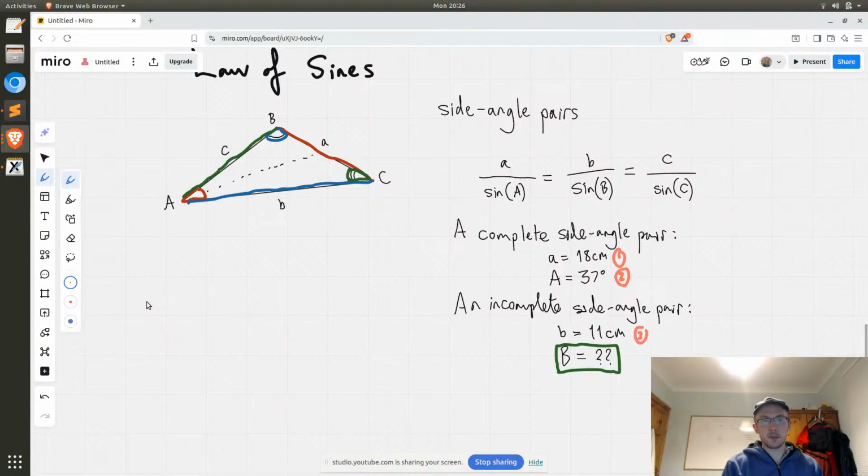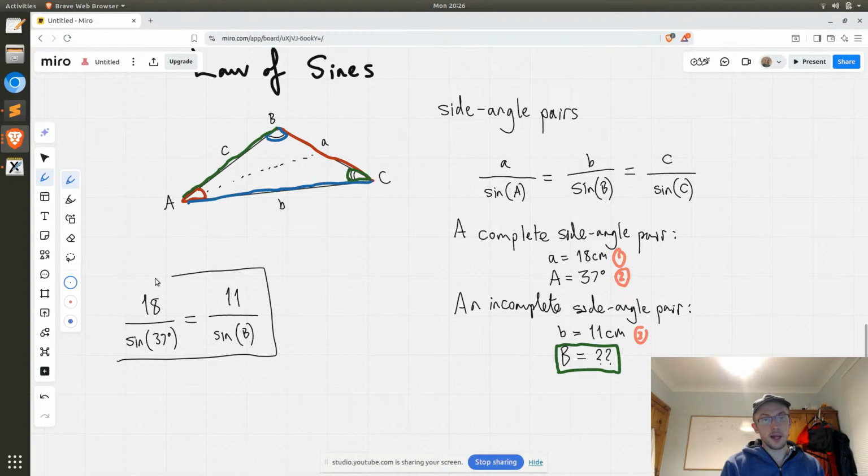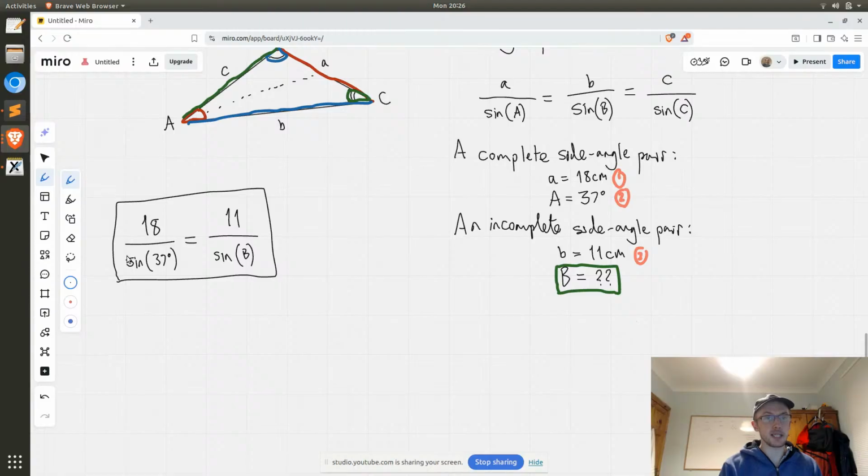So in this case, it would be the statement that, just plugging things in, plugging 18 in where A is, and 37 where angle A is, and 11 where side B is, and just B where B is, like this. Now, I can use algebra to rearrange this and get B by itself and actually find out how big that angle is. So how would I do that?